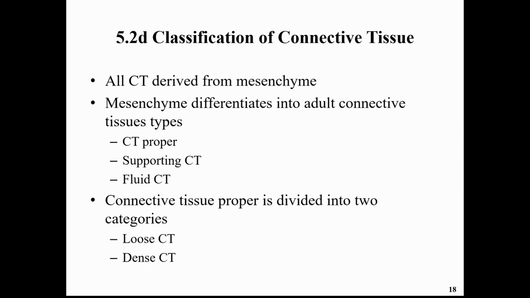So when we look at connective tissue, all of it is going to be derived from embryonic mesenchyme. And mesenchyme, as it differentiates into adult connective tissue, becomes either connective tissue proper, supporting connective tissue, or fluid connective tissue. So let's look at connective tissue proper for a minute.